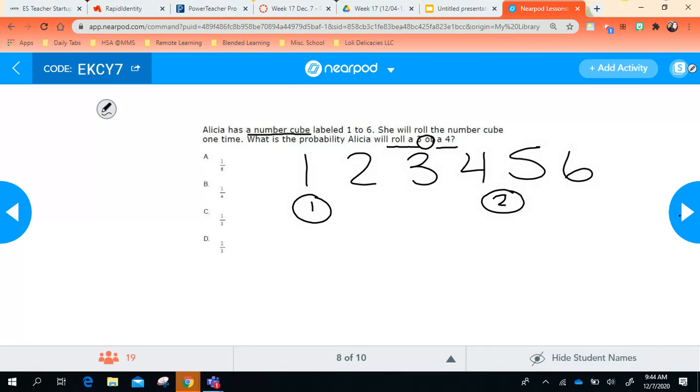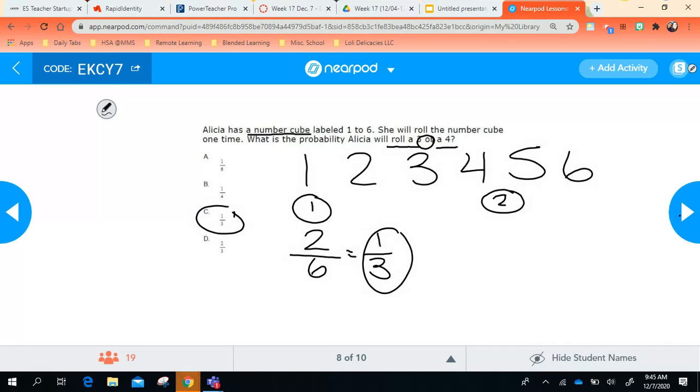How many 3s are there in my problem? There's 1 three, and how many 4s are there? 1. So 1 plus 1 gives us 2, out of how many total numbers? 6. And when I simplify 2/6, it gives us 1/3. So we got 1/3, our answer is C.